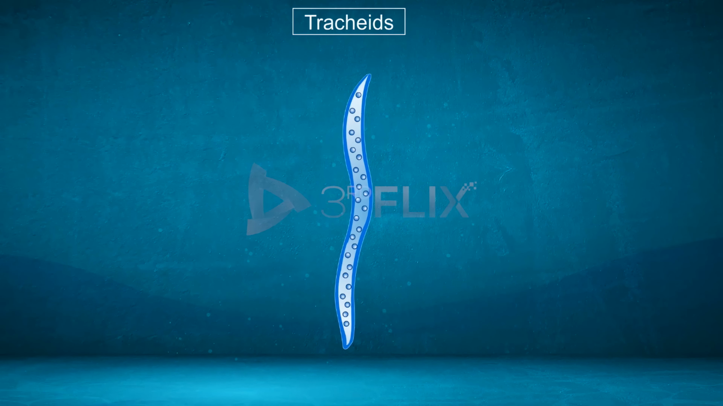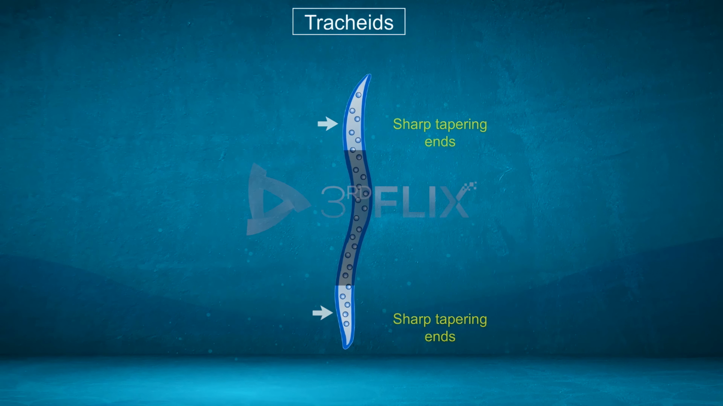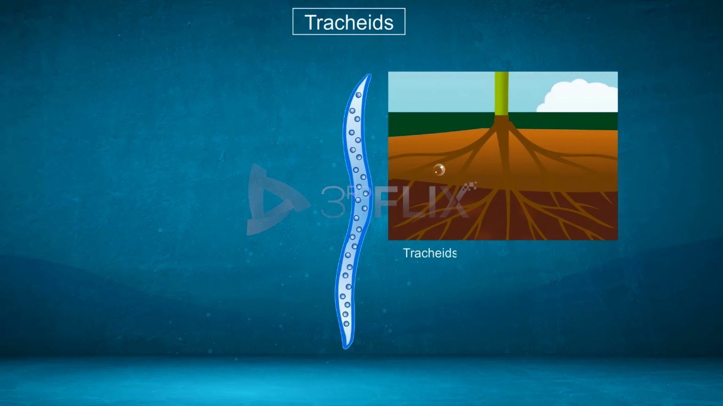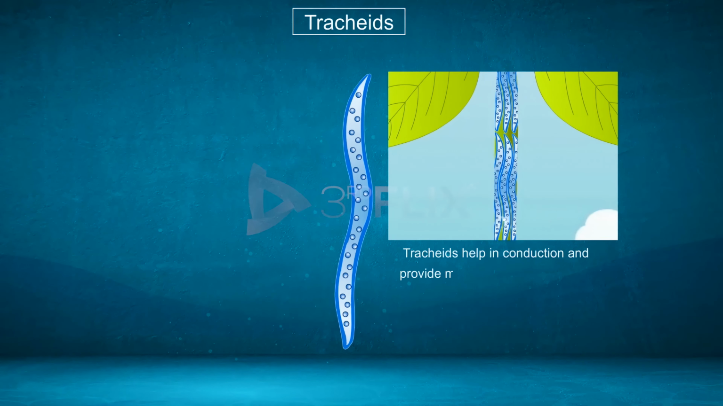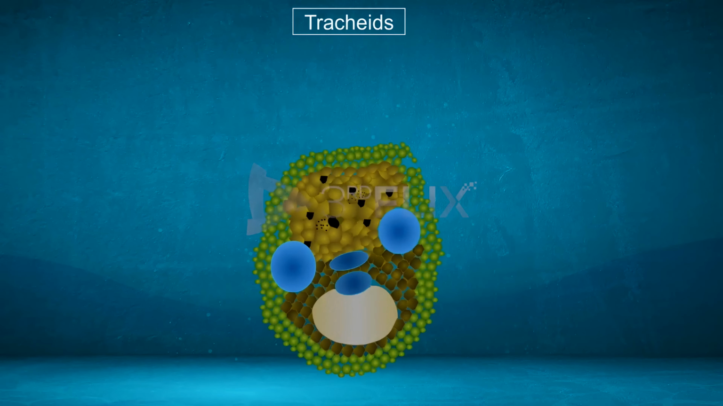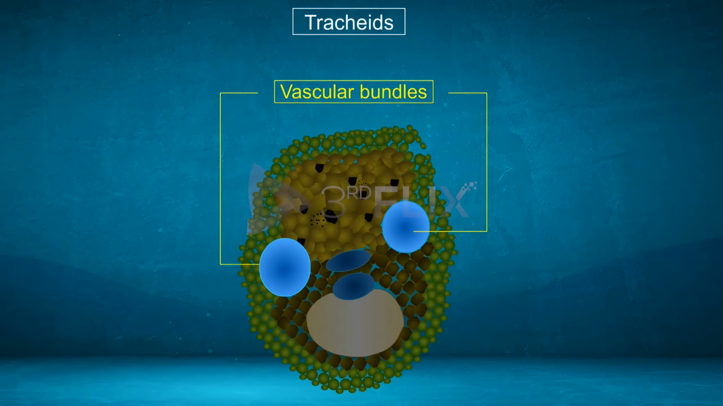Tracheids. Tracheids are elongated cells that have a broad middle region and sharp tapering ends. The cell wall is thick and lignified with bordered pits. These are dead cells since they have no protoplasm. Tracheids help in conduction and provide mechanical strength. They are arranged in parallel rows in vascular bundles.